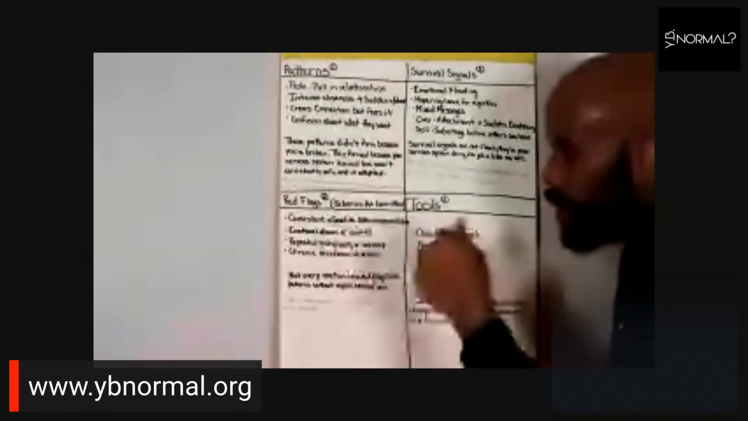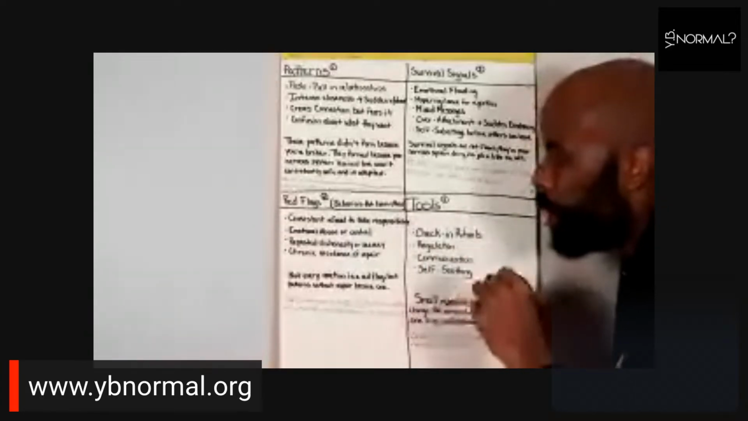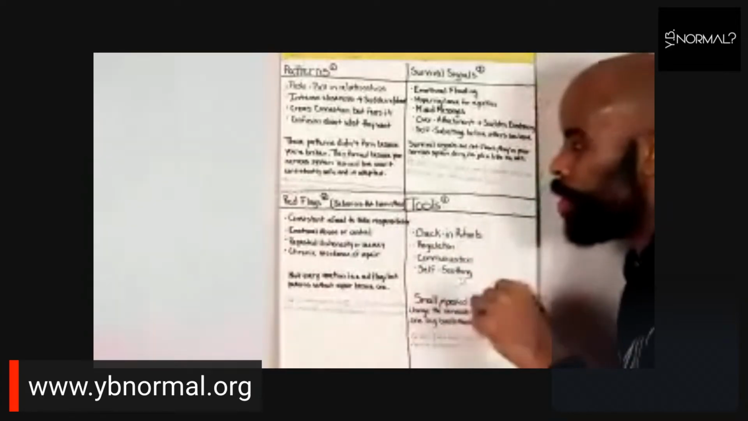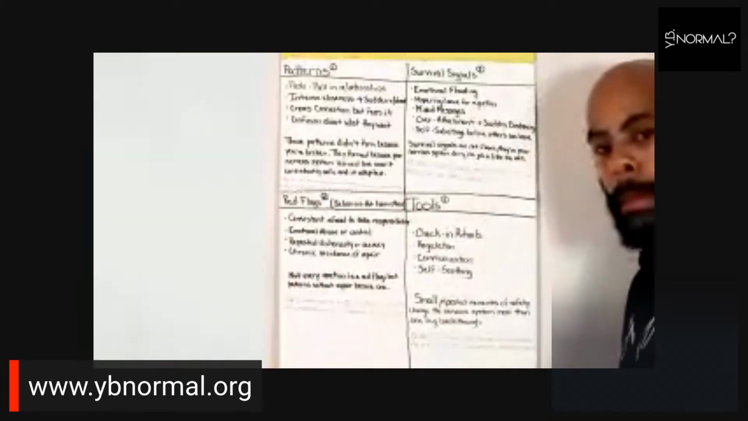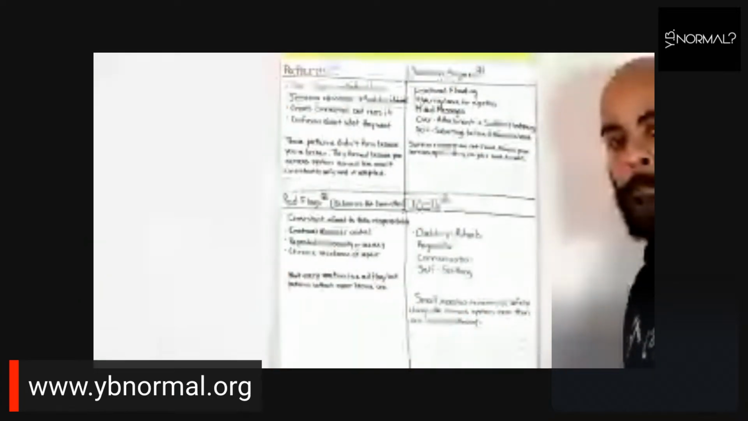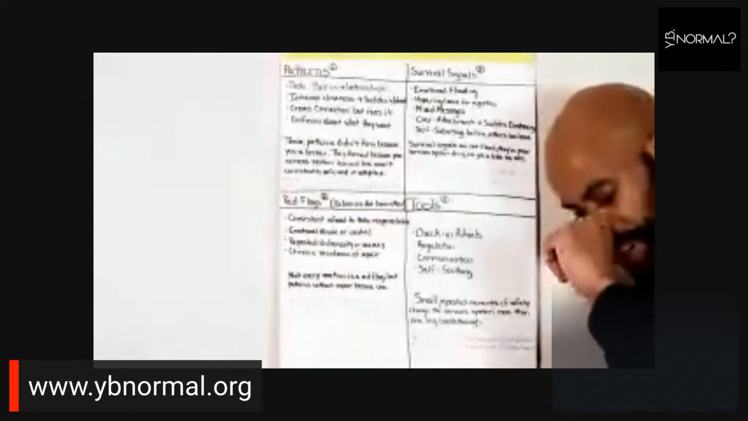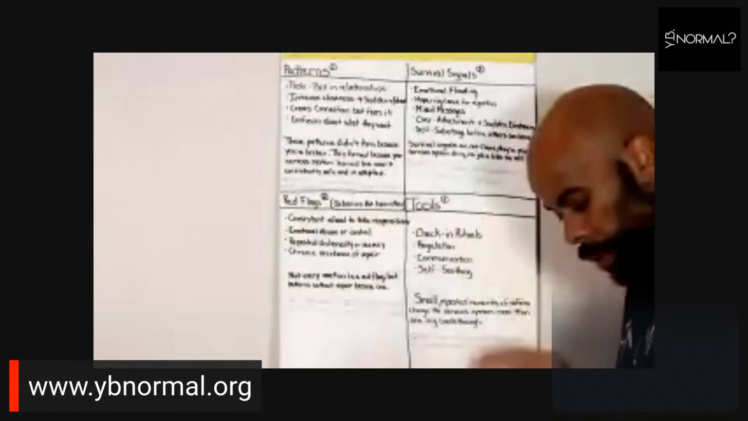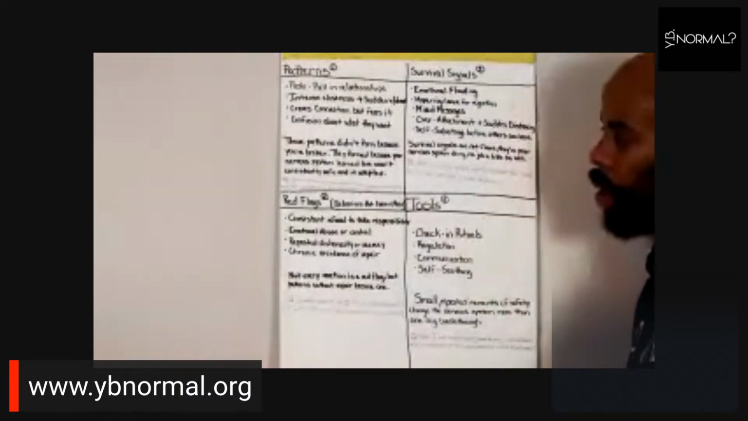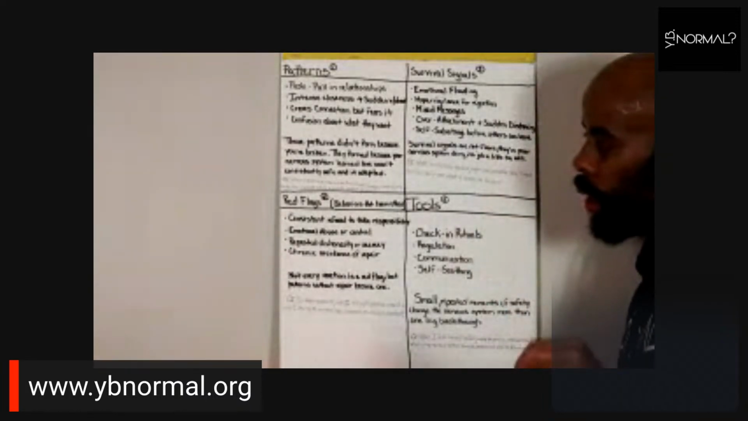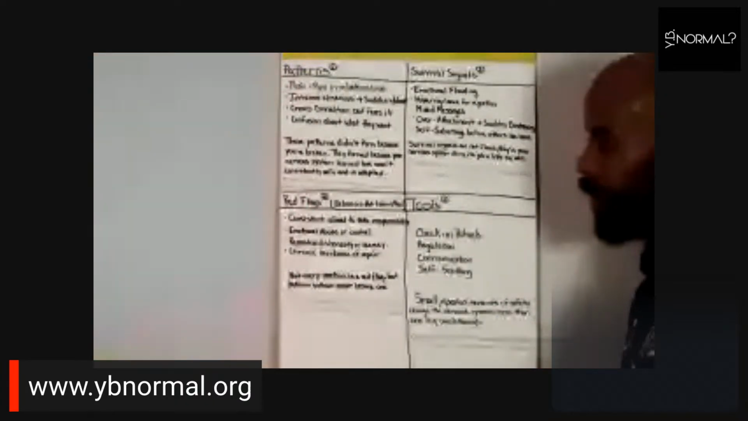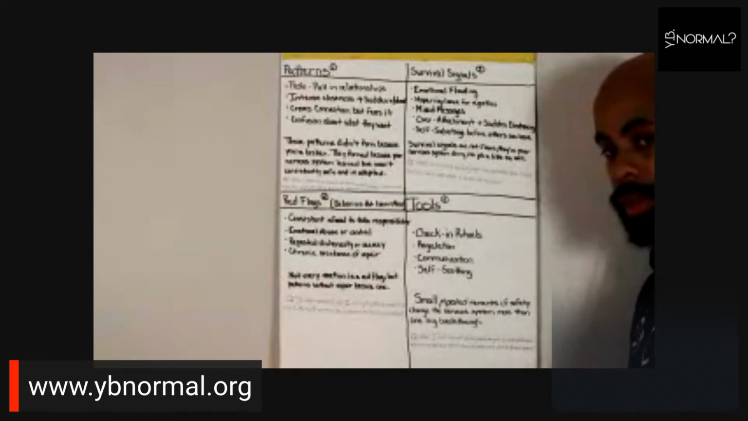So the question is, when closeness started to feel uncomfortable, what did my body feel and what was it trying to protect me from? I'm gonna let that question hold for a second. When closeness started to feel uncomfortable, what did my body feel and what was it trying to protect me from? All right, y'all got that?